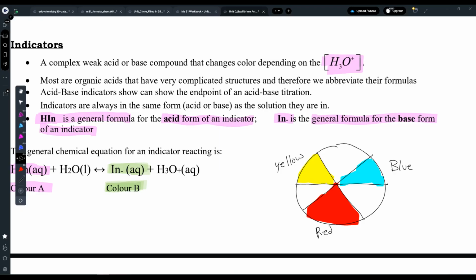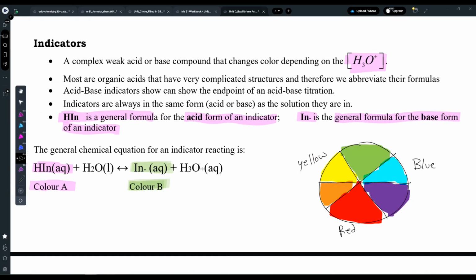Now, the other three wedges here, they're going to represent our secondary colors. So those are what you get when you mix two of the primary colors together. So your secondary colors are going to be green, orange, and purple. Green, you get that if you mix blue and yellow together. Orange is what you get when you mix yellow and red together. And then purple is what you get when you mix red and blue together.